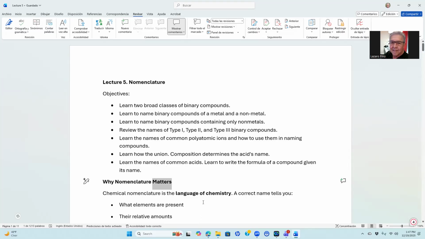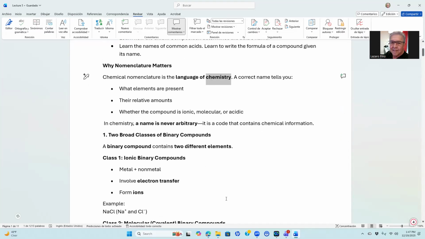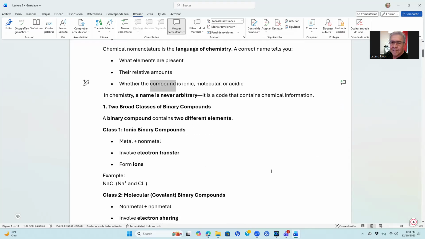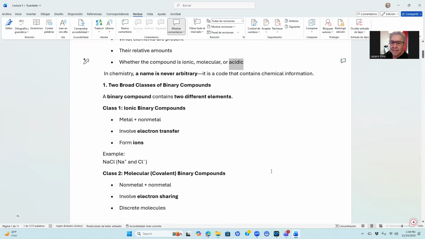Why nomenclature matters. Chemical nomenclature is the language of chemistry. A correct name tells you what elements are present, their relative amounts, and whether the compound is ionic, molecular, or acidic. In chemistry, a name is never arbitrary. It is a code that contains chemical information.